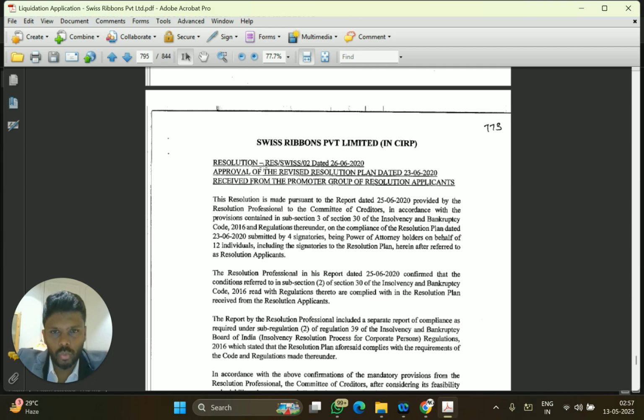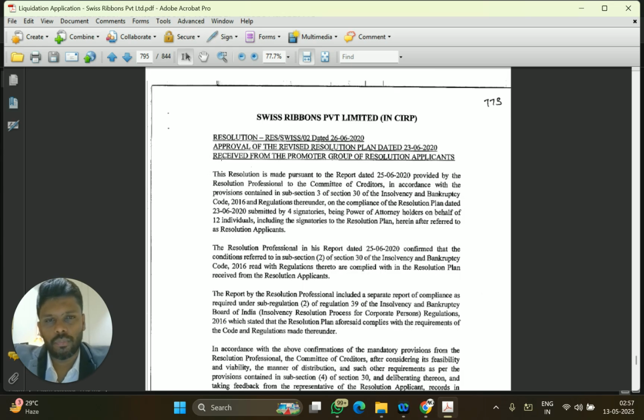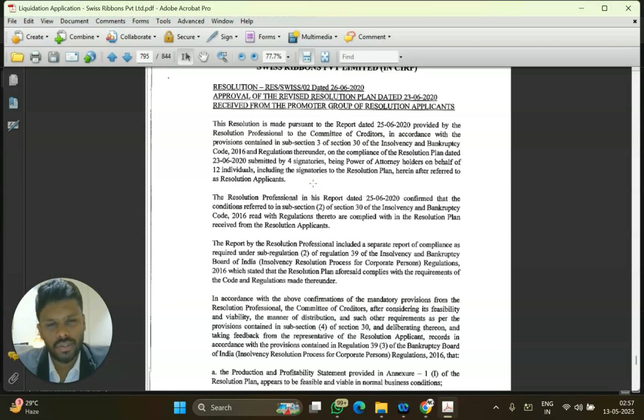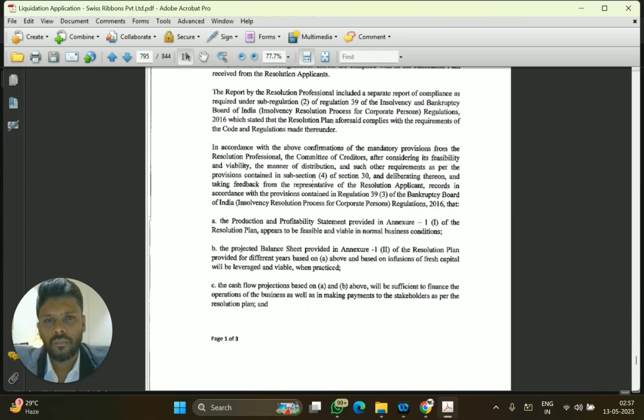And resolution 2. This resolution was in respect of approval of the revised resolution plan. The resolution is made pursuant to the report dated so and so by the resolution professional to the committee of creditors, in accordance with the provisions contained in Section 30(3) of the Insolvency and Bankruptcy Code and regulations thereunder, on the compliance of the resolution plan submitted by 4 signatories. It's a detailed resolution that is presented before the committee of creditors.